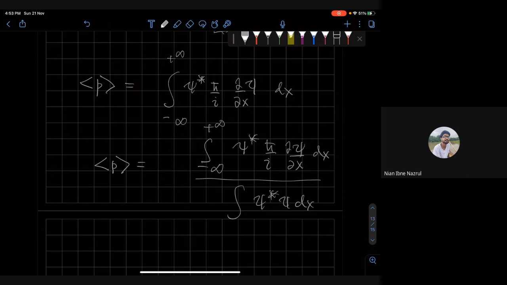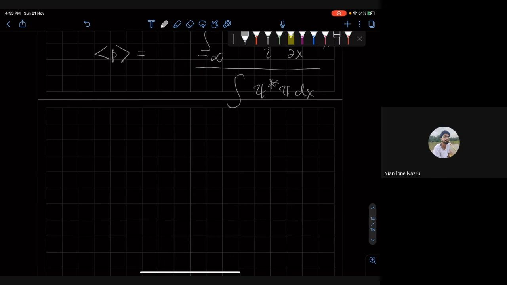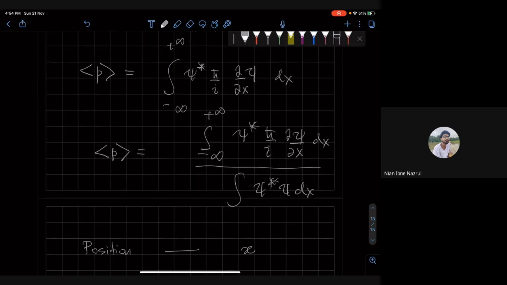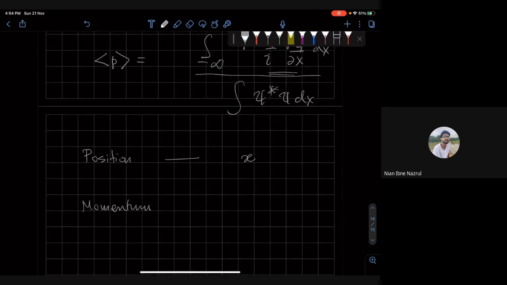Okay, so what we can say is that for position, we see that we have to include in our expectation value in the integral x. But for momentum, we find that the object that we have to include in our integral is h over I del by del x.